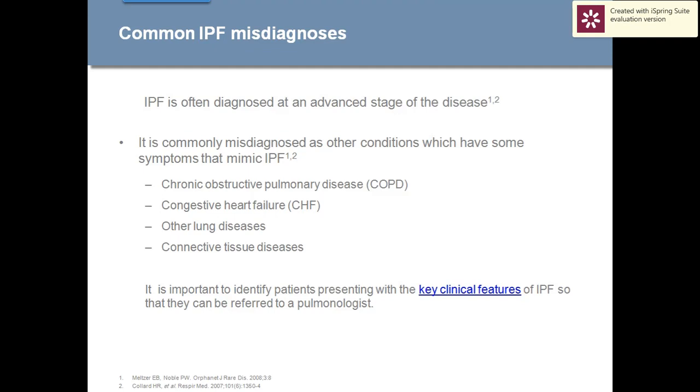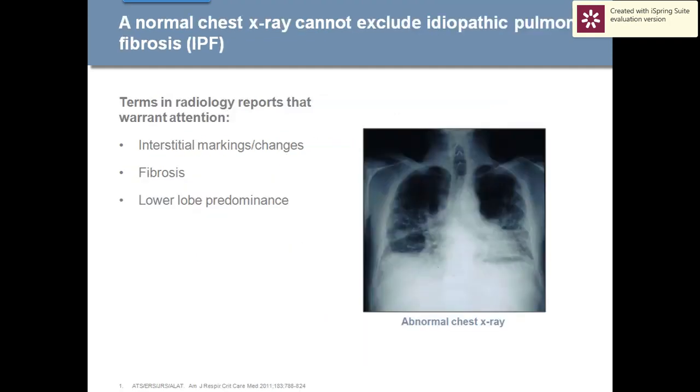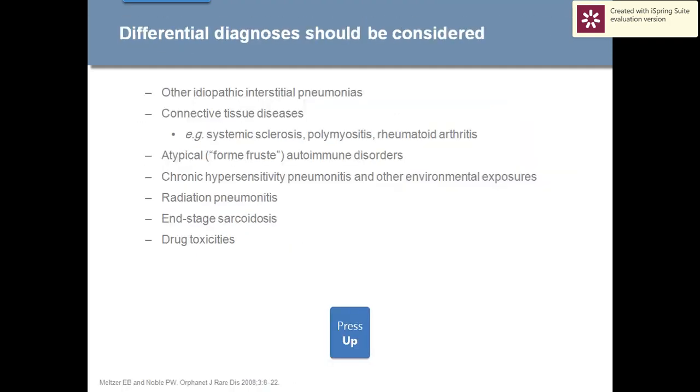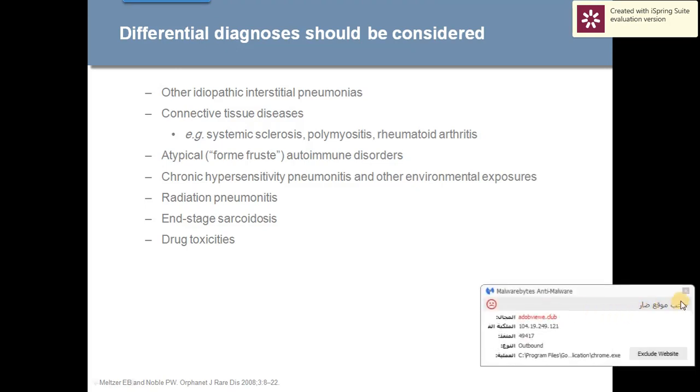IPF is commonly misdiagnosed. People who have COPD, congestive heart failure, other lung disease or connective tissue disease are misdiagnosed as IPF. Unfortunately, a lot of patients are diagnosed as IPF wrongly. Lower zone predominant fibrosis. The differential diagnosis can include a lot of diseases, and end-stage lung sarcoidosis can present like a picture of idiopathic pulmonary fibrosis.